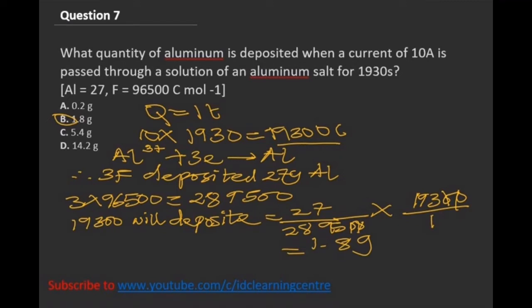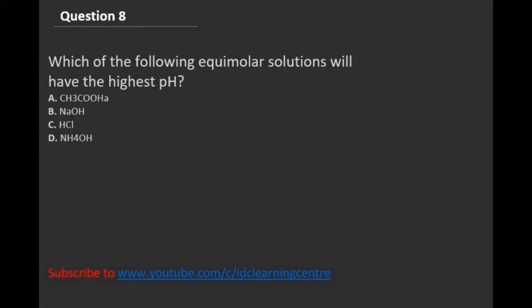So question number 8. It says, which of the following equimolar solutions will have the highest pH? So the answer to this question is sodium hydroxide, which is B. The reason being that sodium hydroxide is a strong base. Therefore, it has the highest pH among the options given to us. So the answer is sodium hydroxide, B.